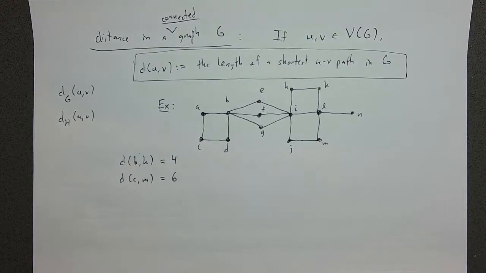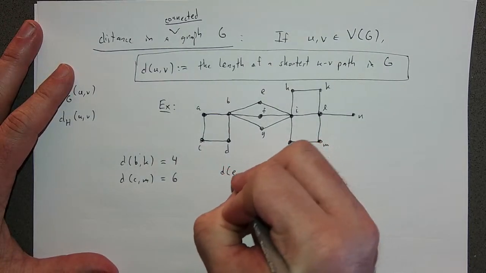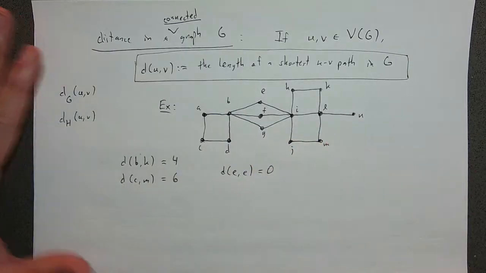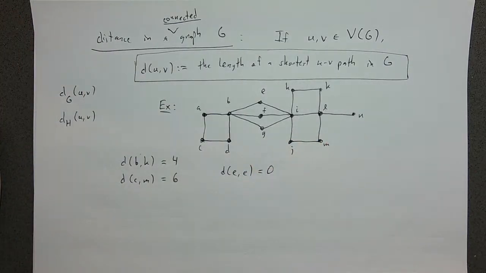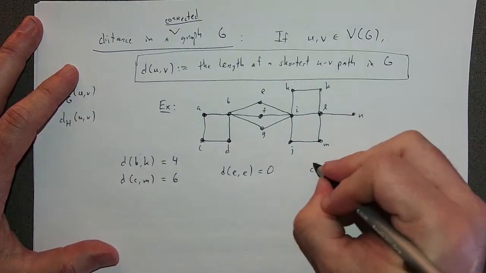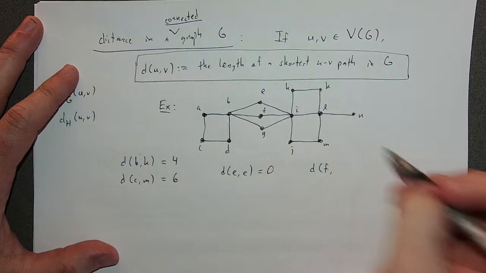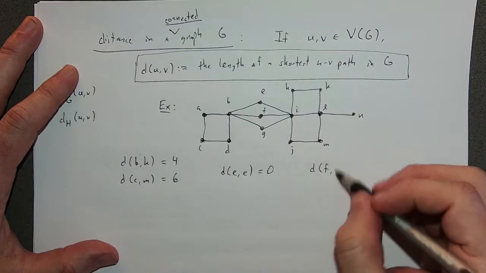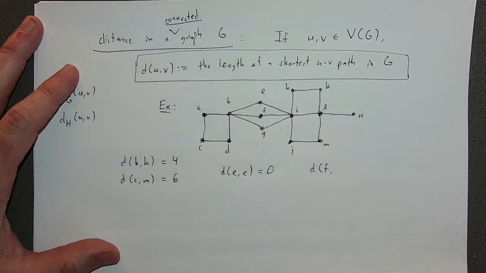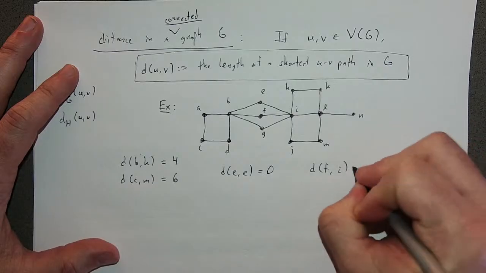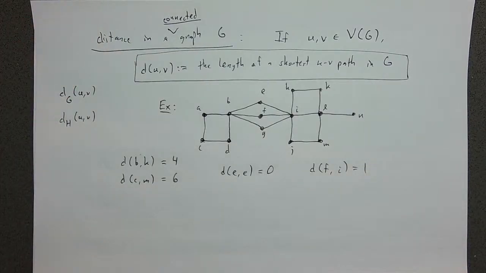The distance from a vertex to itself is 0. The distance from, say, F to any vertex it is adjacent to is going to be what? Well, 1, right? So the distance from F to I is 1. It's going to be true for any vertex that it is adjacent to. So immediately this gives us another way of characterizing adjacency in terms of distance.